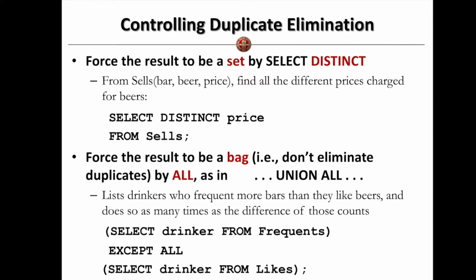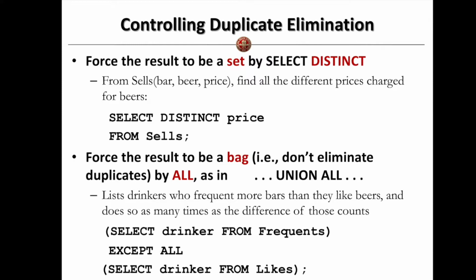Finally, we can force the result to be a set by SELECT DISTINCT. DISTINCT is a keyword that we can follow after SELECT. We can provide you with an example. From the sales table, please find all the different prices charged for the beers. We want to find all the different prices, right?